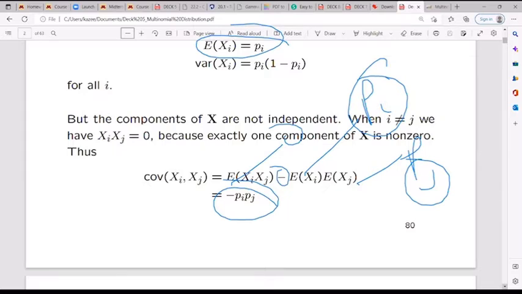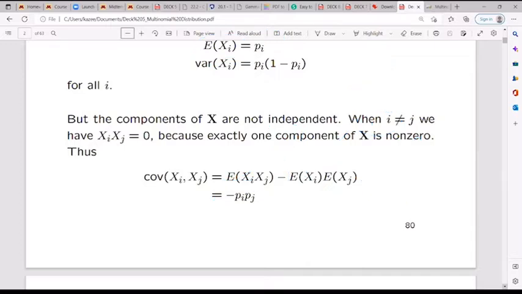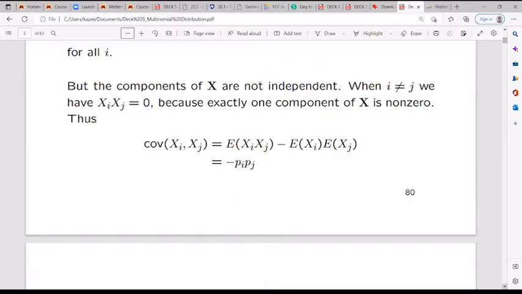Let me tell you about this situation where covariance is not 0. I'm going to say that again. In the situation where covariance is not equal to 0, what I mean is that xi and xj are not independent, because they're only going to be independent if the covariance of xi and xj is equal to 0. But right now we got minus pi pj, which actually means that xi and xj are not independent. Okay, I just wanted to take note of that.